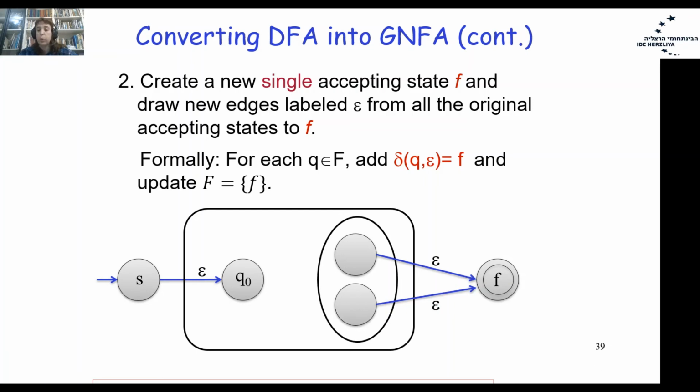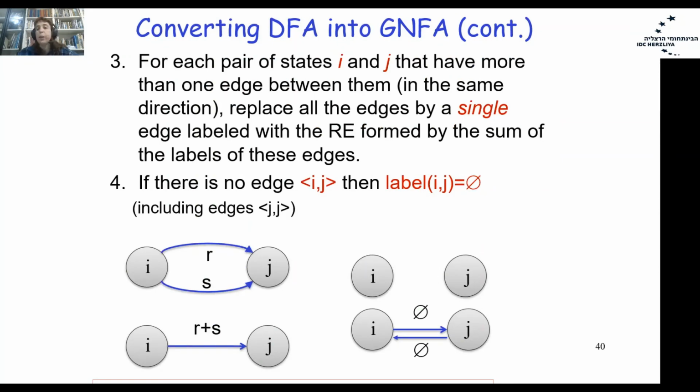Now we take each pair of states i and j that have more than one edge between them in the same direction and replace them with a single edge labeled with a regular expression. For example, if we have two edges labeled r and s, we draw only one edge and write the regular expression r ∪ s. If we have two states with no edge between them, we add two edges with the empty set written on them: an edge from i to j with an empty set, and from j to i with an empty set.